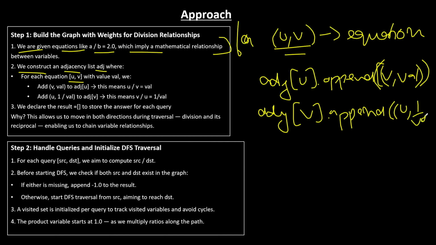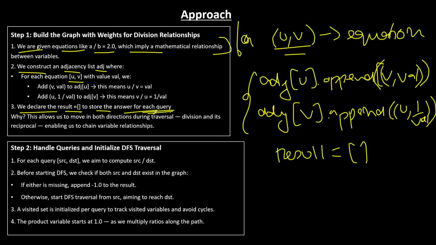This is what we will do. This will create the adjacency list completely for us. Then we will declare a result array or list to store the answer for each query. This allows us to move in both directions during the traversal. In division, it's reciprocal, enabling us to change the variable relationship.